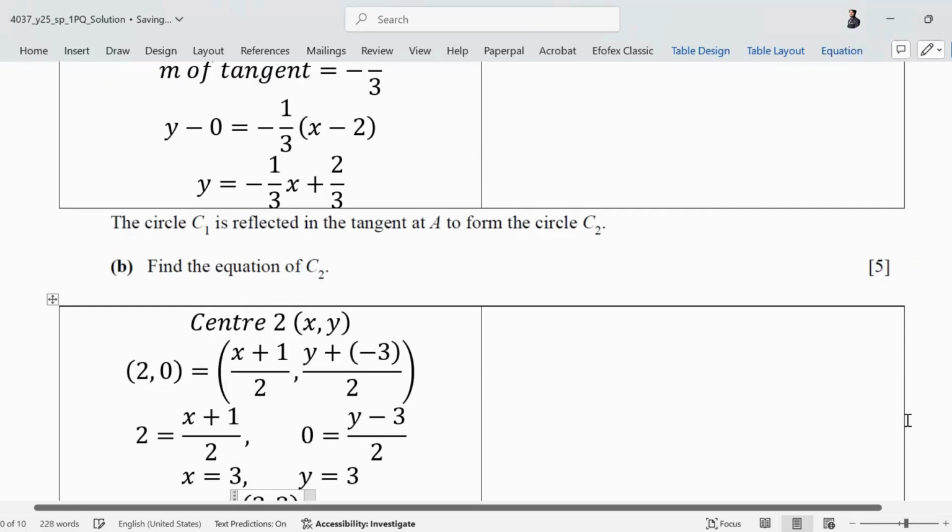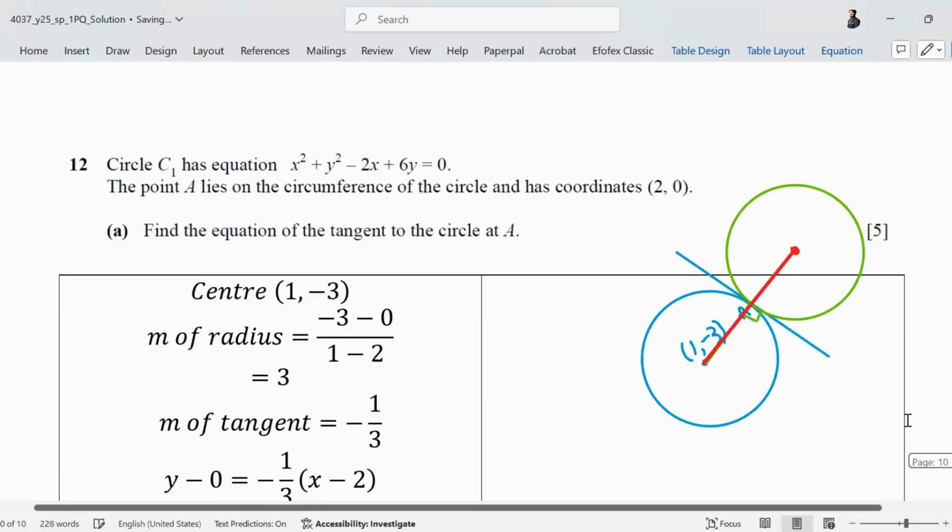Now we do not know the radius of the first circle, because that is what we'll be requiring for the equation of the second circle. It is just a reflection of the first one. So the radius will technically not change.